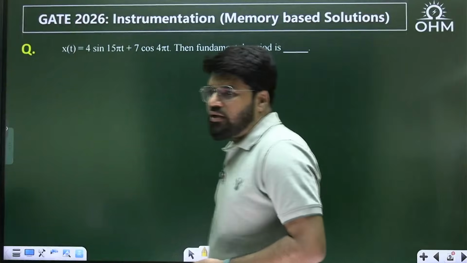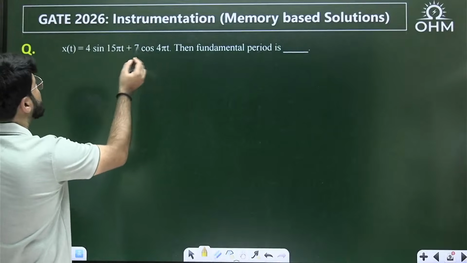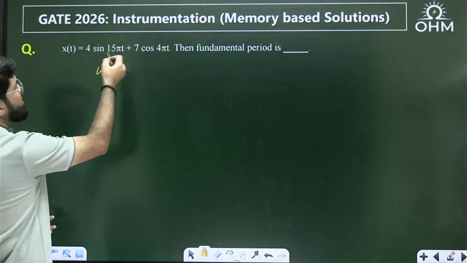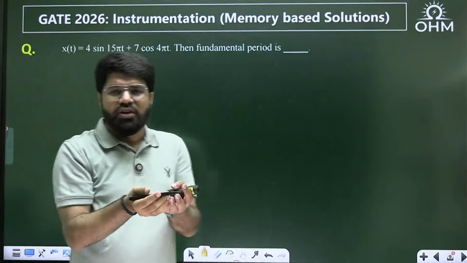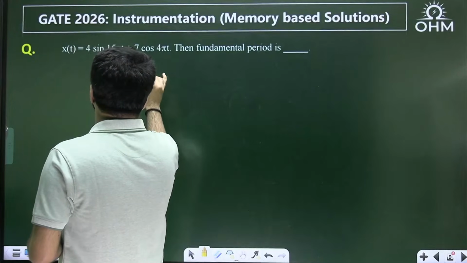I think one more question was there. Yes, this one. Very direct: what is the fundamental period of this? You just tell me what the fundamental period is going to be. See, both the signals contain pi. So when you take the ratio of time periods or the ratio of frequencies, is it going to be rational or not?